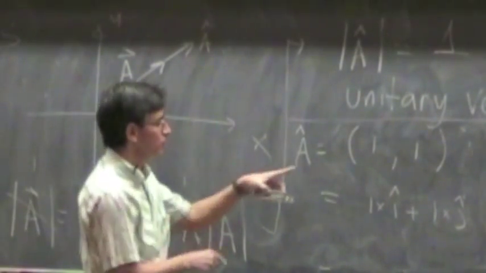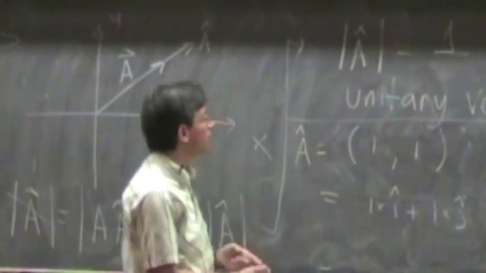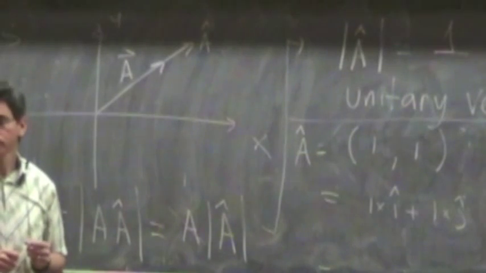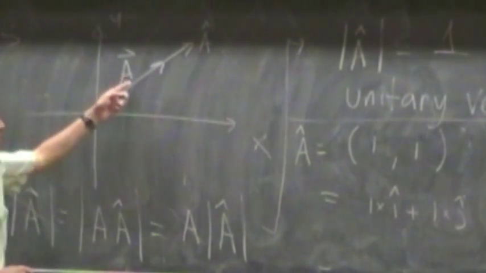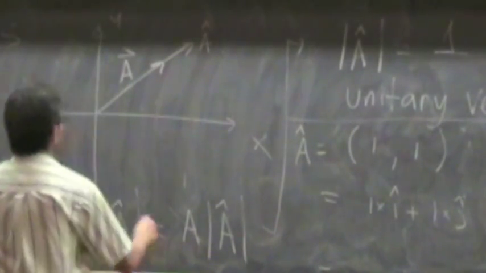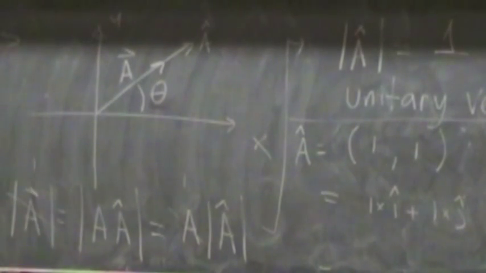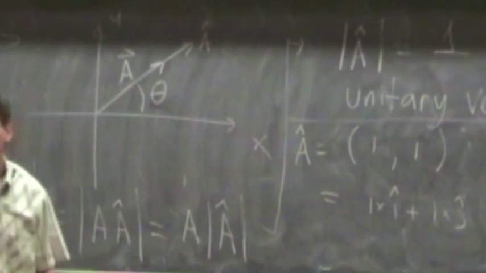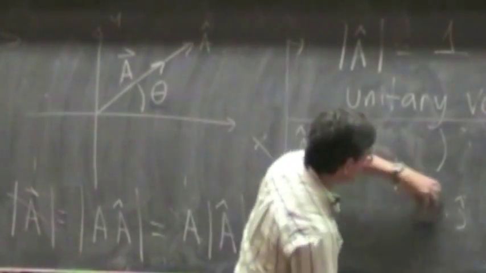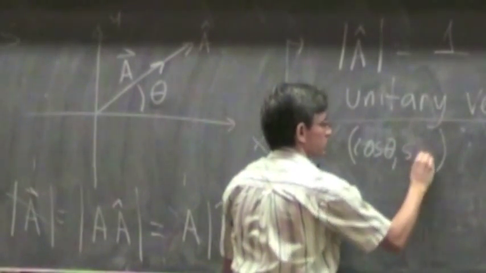And also the direction. If the components of A hat were 1, 1, at what angle would it be pointing with respect to the x-axis? 45 degrees. But A doesn't have to be, A is any vector. So let me help you there. A is making an angle theta with the x-axis. So what are the components of A hat? Cosine theta and sine theta.